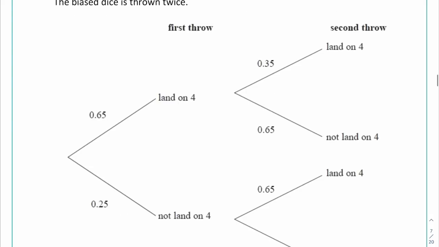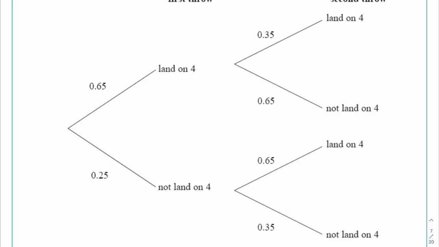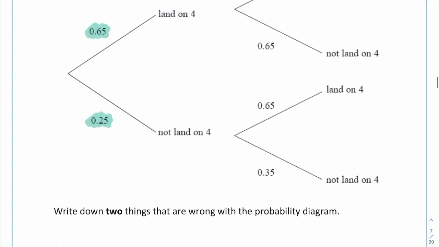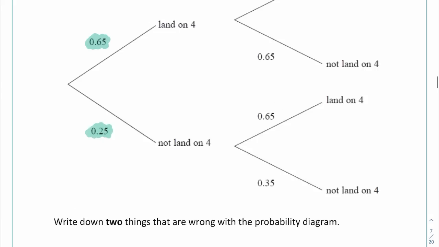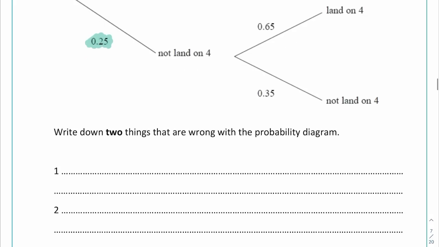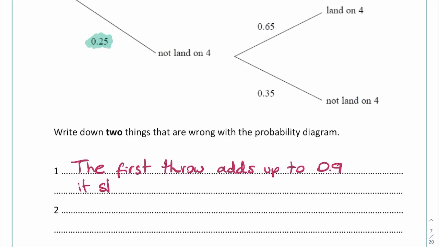Okay, let's have a look. So the first thing that I noticed relatively quickly, 0.65 and 0.25 do not add up to 1. That adds up to 0.9, and we know that the branches have to add up to 1. So to start with, I would just say the first throw adds up to 0.9, and we could say it should be 1, or it should add up to 1.